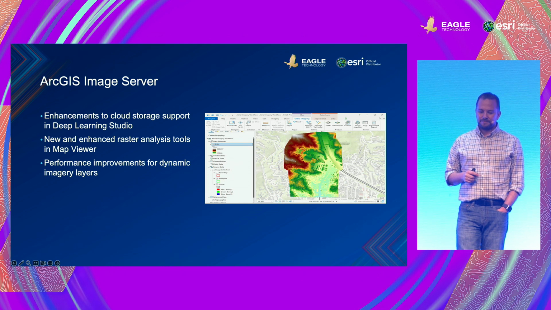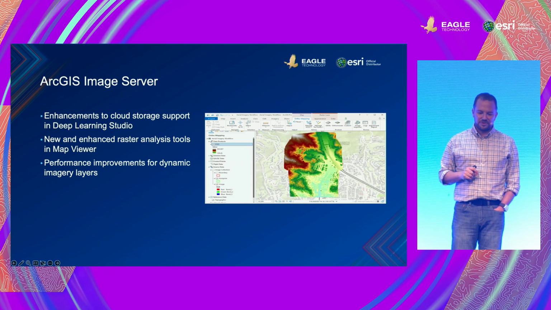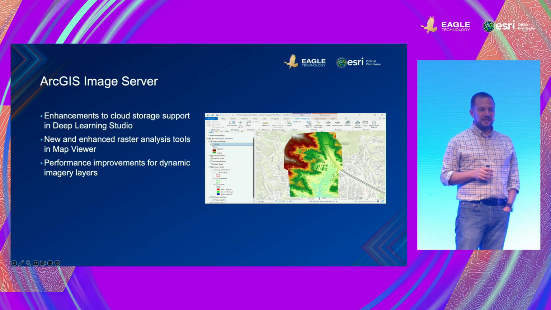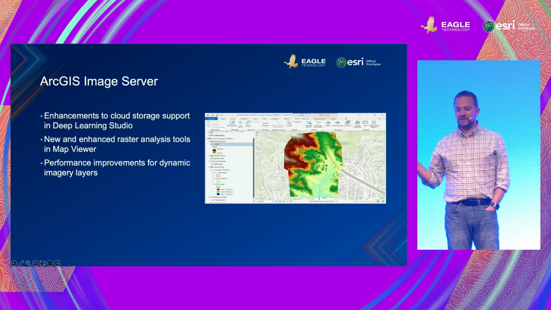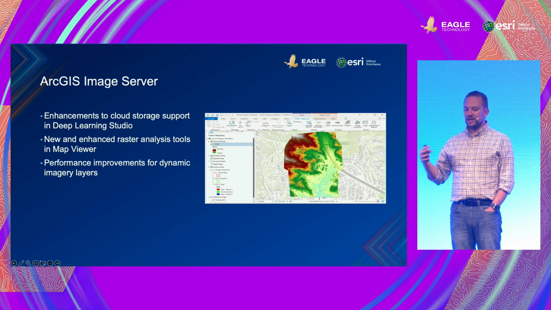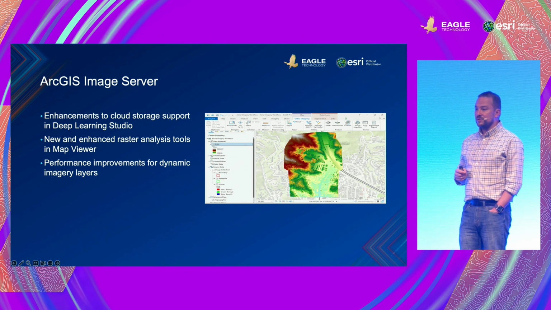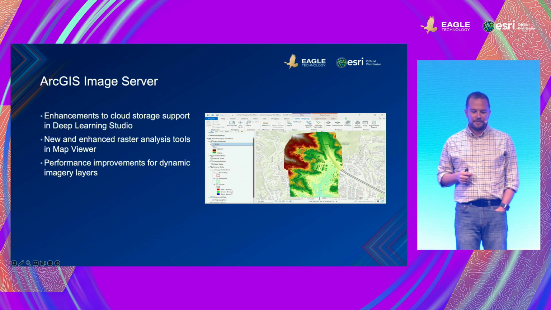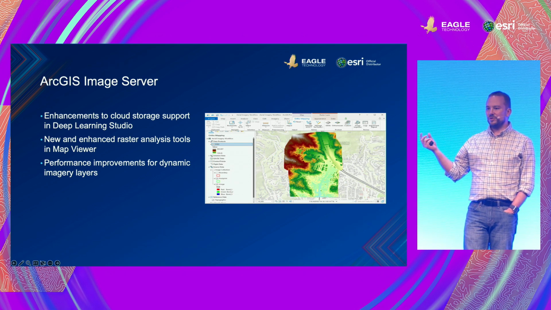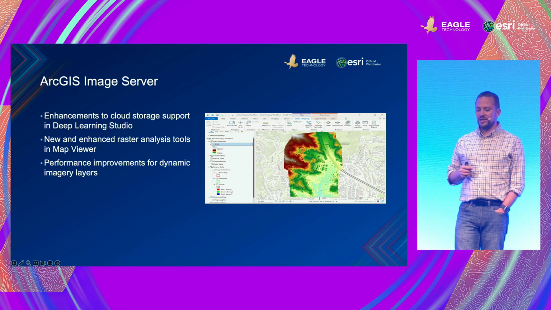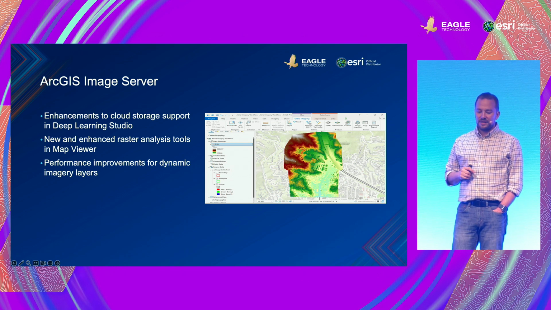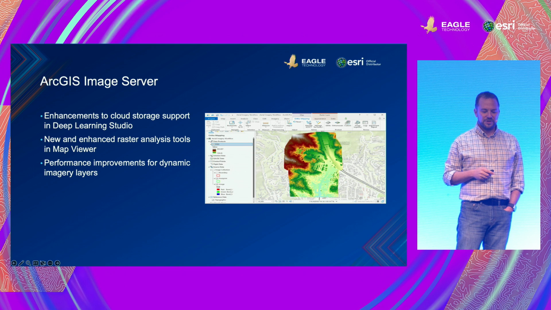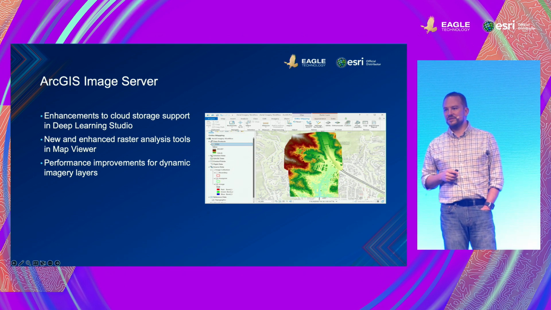Going back to image server, over the past year, we've seen some enhancements on this exact topic, the ability to connect to cloud storage directly from within the Deep Learning Studio application that was introduced with Image Server here a couple of releases back. We've also enhanced the map viewer itself, the core map viewer within ArcGIS Enterprise, to be able to use some of those raster analysis tools, both enhance some of the ones that were there and introduced more. And then always popular performance improvements for good old-fashioned dynamic imagery layers.